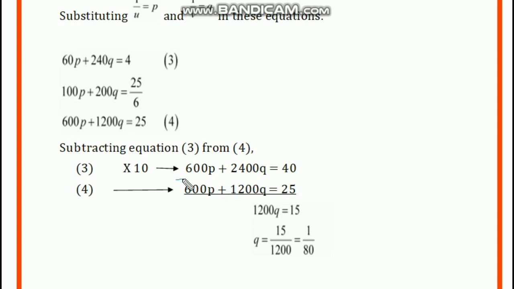Don't forget, here you need to change the sign, then only without confusion you can do this. Okay, if we change the sign, 600p will be cancelled. Then the remaining: 2400q minus 1200q is 1200q equal to 15. Therefore, q equal to 15 divided by 1200, which is equal to 1 divided by 80. If we simplify by using the 15th table, we get 1 divided by 80. We found the value of q.